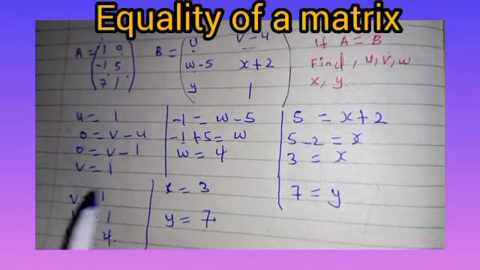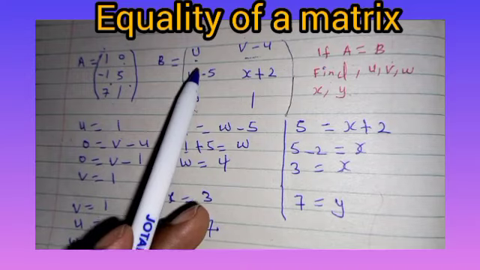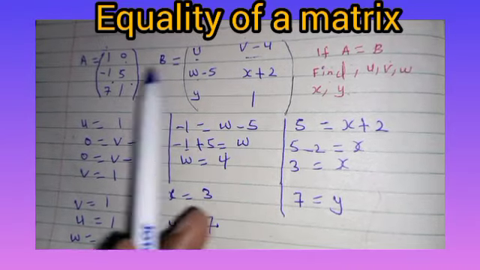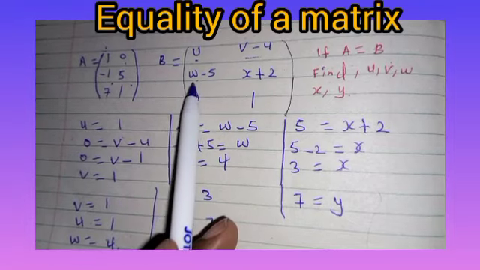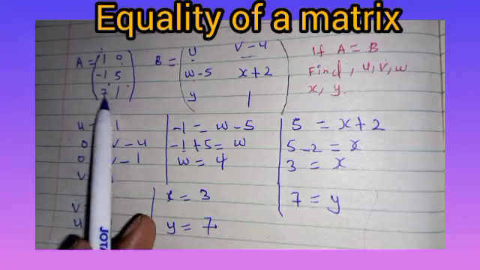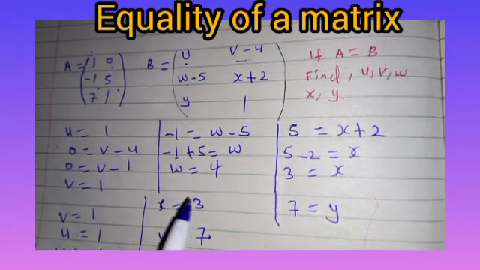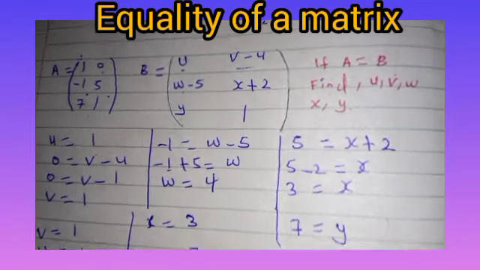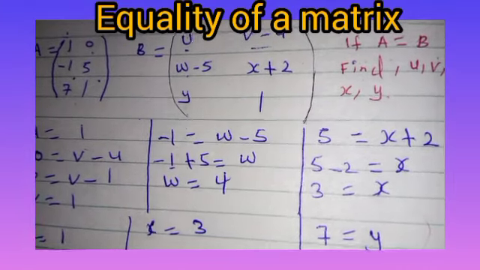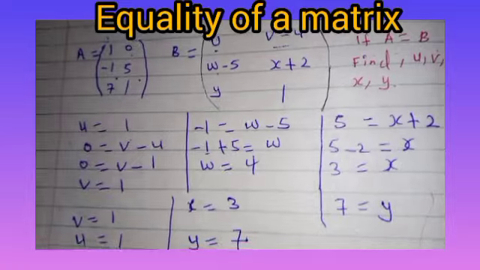Of course, when you substitute these values here, you can see you have 1, which is the same as that. Then 1 minus 1 is 0, which is the same as that. Then you have 4 minus 5, using our value of W, and you get -1. Then you have 7. So these two matrices are equal. That is how you apply the concept of equality of matrices to obtain the unknowns.